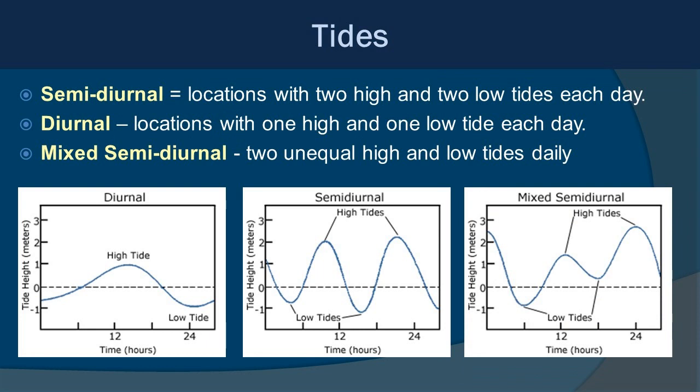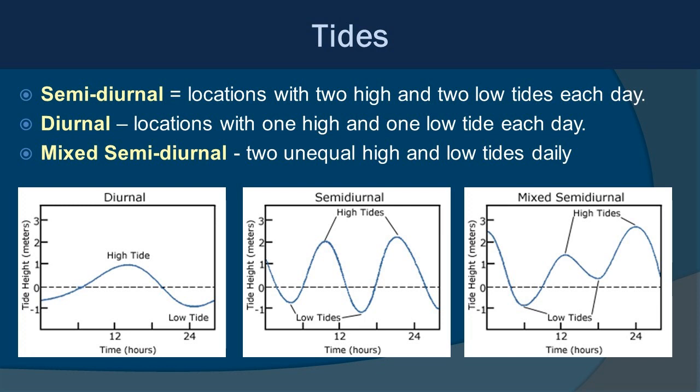Now, the Earth has a variety of tidal patterns, and here are the three main ones. There's semi-diurnal, which means that particular location has two high and two low tides each day. Then there's diurnal, which means that that location has only one high and one low tide each day. Then we have mixed semi-diurnal, meaning that there's two unequal high and low tides each day.